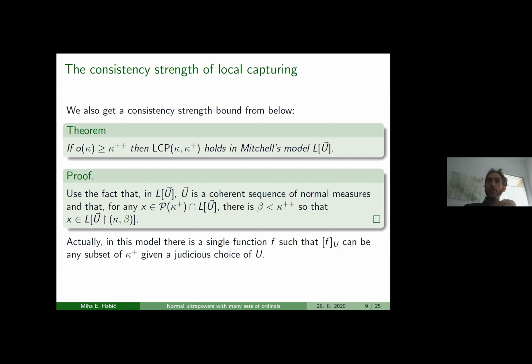So what we have at this point is an exact consistency strength bound for the maximal amount of local capturing. So it's equiconsistent with a kappa of Mitchell rank kappa double plus. And we also have direct implications from quite large cardinals to the maximum amount of local capturing that we can have.